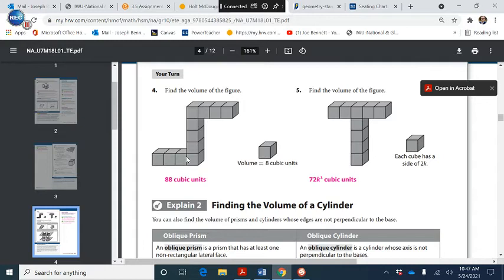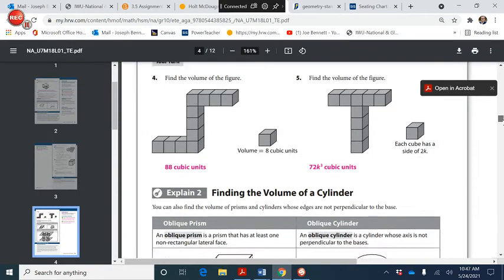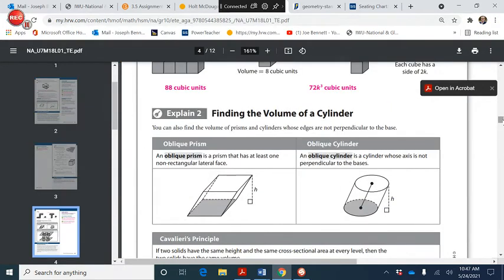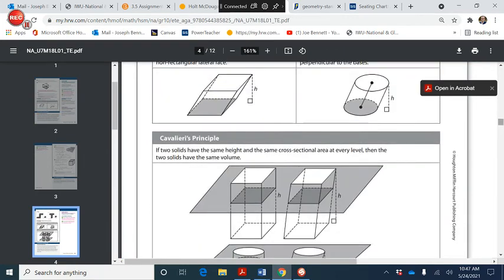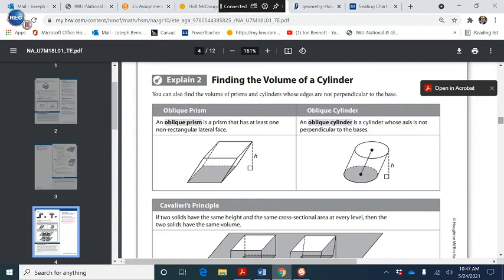Okay. Same thing on the next one. Each cube has a side of 2k. Find the volume would be 8k cubed. And then solve. Okay, right there it says oblique cylinder. Make sure you write the oblique prism and oblique cylinder in your notes. Page 928. You can see it right there.